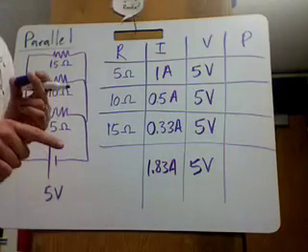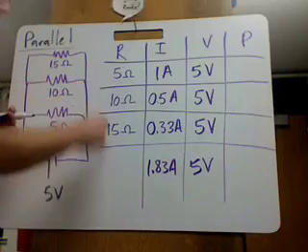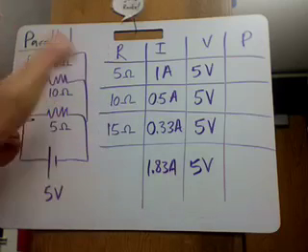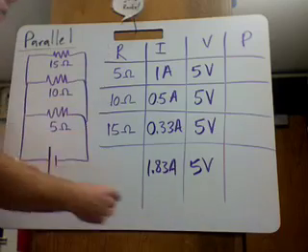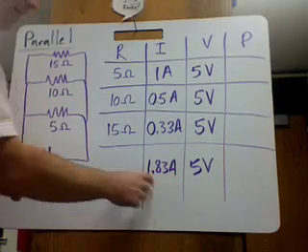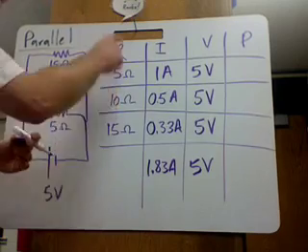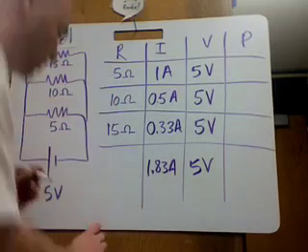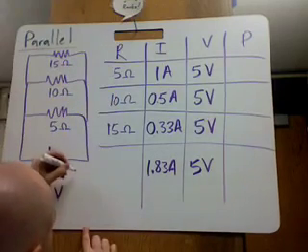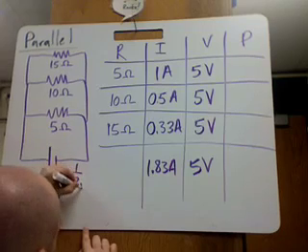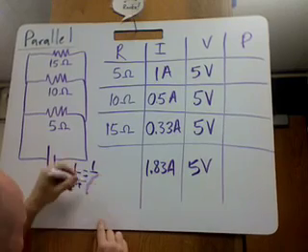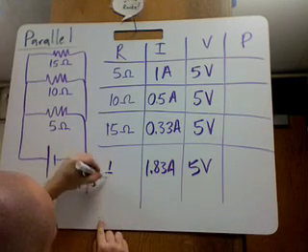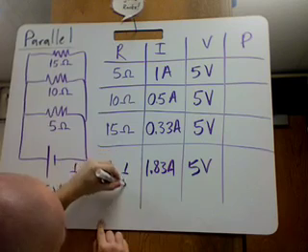Now to find my total resistance, I can do this a couple different ways. Guys, you've got to be careful here. I can't just add them, because you add them for a series circuit. This is not a series circuit, this is a parallel circuit. So to find my total, I could either say this divided by this to get this, or I could add the inverses. So 1 over RT equals 1 over 5 plus 1 over 10 plus 1 over 15.